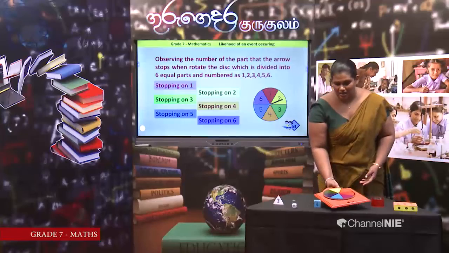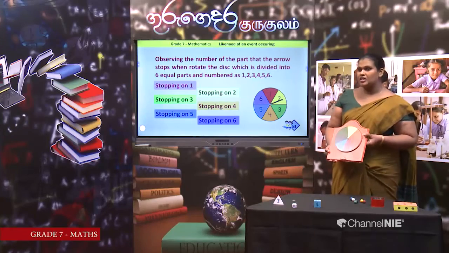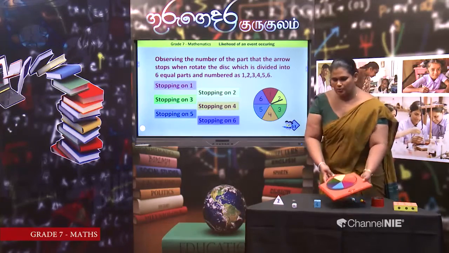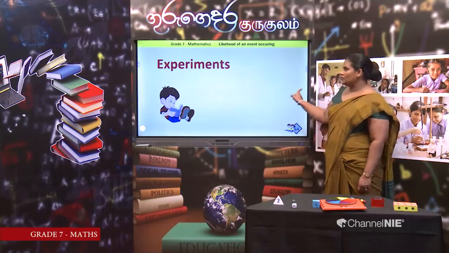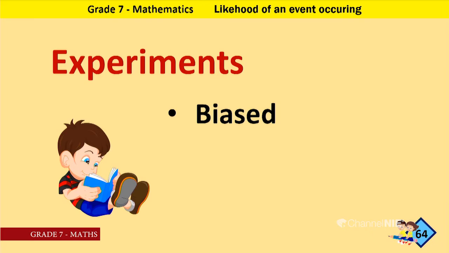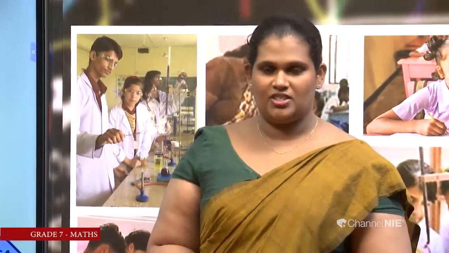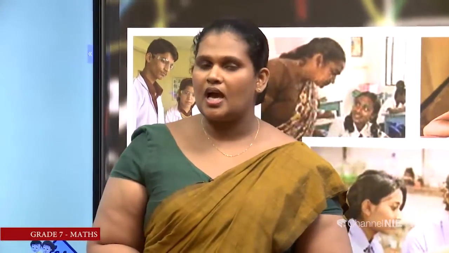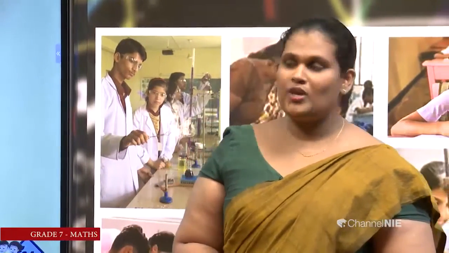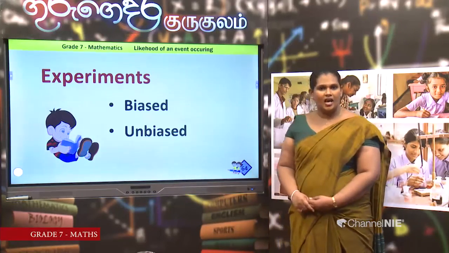So, here it's a random experiment. I got 2 different answers at 2 different times. So, now we have done the experiment. Now, there are 2 types of experiments we have to talk about. In experiments, we use different types of objects. Some of the objects are biased objects and some of the objects are unbiased objects. So, we have to know what the biased objects and the unbiased objects are.